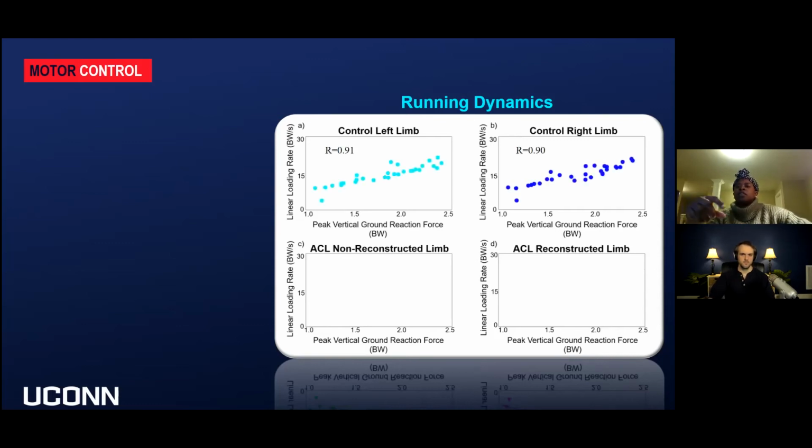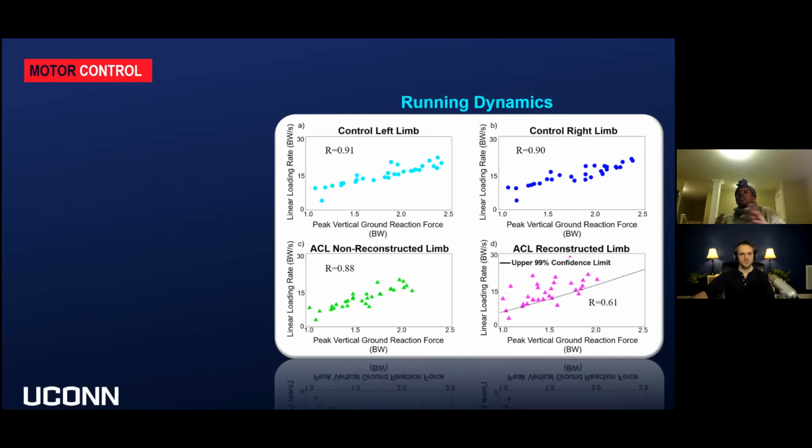We looked at the peak force versus loading rate again in running, and we saw that there was a strong correlation between those. When we looked at the non-reconstructed limb, the correlation was still there. However, when we looked at the ACL reconstructed limb, we found that these people were not exhibiting this linear diagnostic. So again, thinking back to what we saw in the healthy controls, healthy individuals have this linear relationship, and when we disrupt it and have a physical impairment, it falls apart.